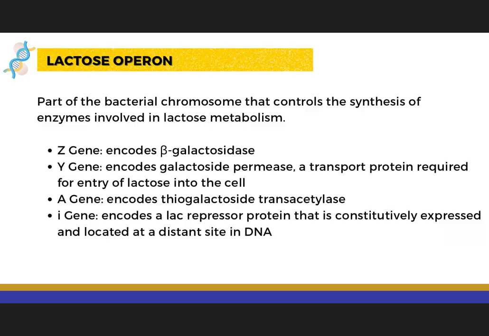Now let's talk about your lactose operon. Your lactose operon is a part of your bacterial chromosome that controls the synthesis of enzymes involved in lactose metabolism. So we have your Z gene, which encodes your beta-galactosidase, your Y gene that encodes for galactoside permease, which is a transport protein required for the entry of your lactose in the cell. Also, we have your A gene that encodes thiogalactoside transacetylase whose function is still unknown.